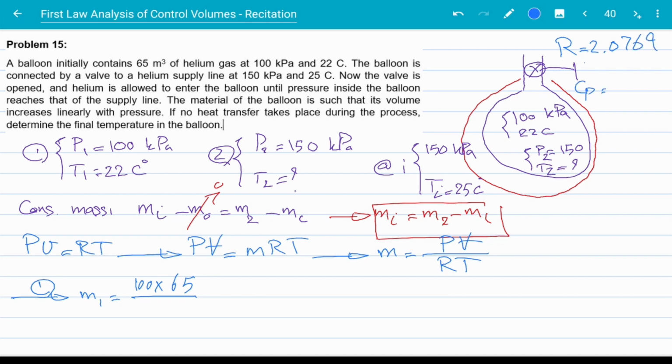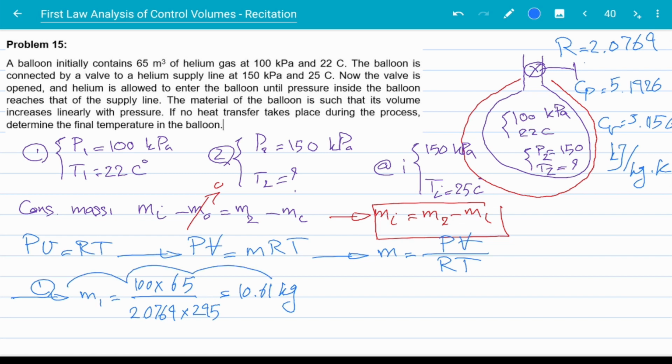Cp of helium is 5.1926, and Cv of helium is 3.1156, all three in kilojoules per kilogram Kelvin. So I'm going to plug in the gas constant here, 2.0769, times the initial temperature, which is 22 degrees, or 295 in kelvins. This gives me 10.61 kilograms. So 10.61 kilograms of helium was in the balloon initially.